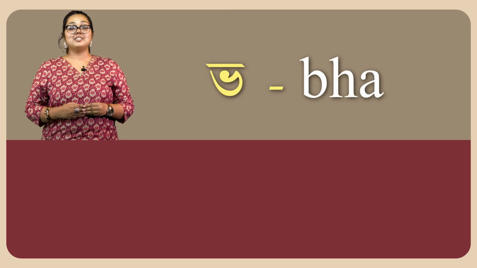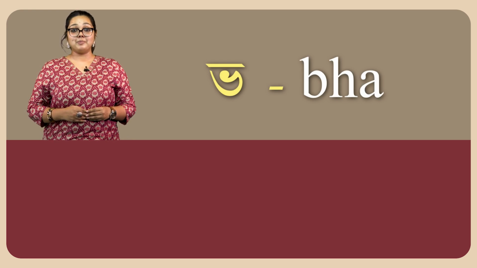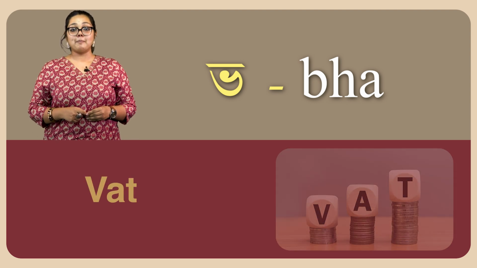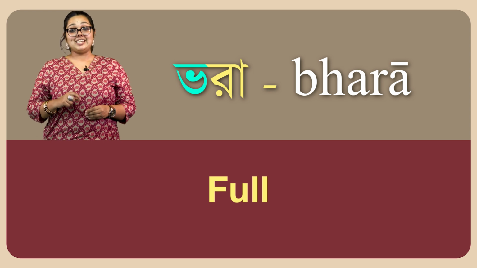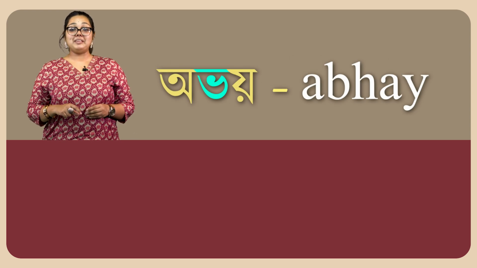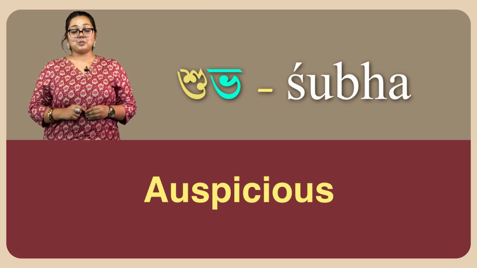The next letter is Bha. The sound generally attached with this alphabet is more like the Bha sound found in the English word bat. There is a bar above the letter. This letter can occur word initially, such as bhora, meaning full, word medially, such as abhay, meaning fearlessness, and orthographically it also appears in the final position, such as shubho, meaning auspicious.